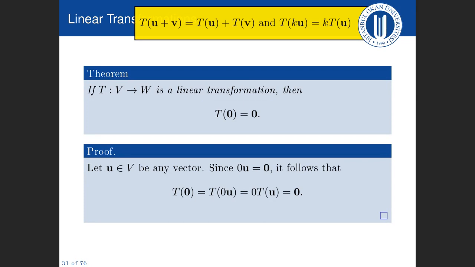This is another important idea to remember. Anytime we have a linear transformation, T maps 0 to 0. Or if you have a function which does not map 0 to 0, then immediately you know that it's not linear.